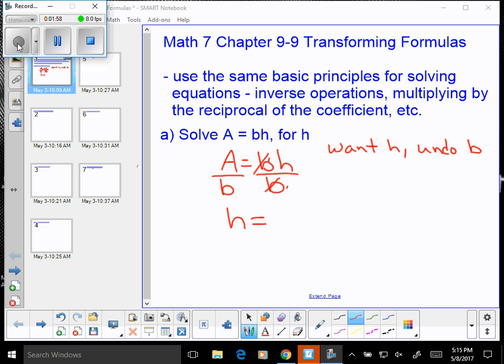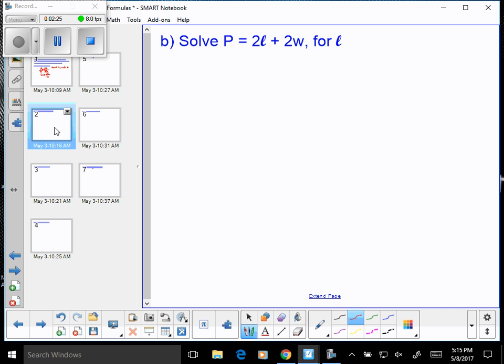If I look at what was left after dividing by b, it says area divided by the base. I really can't simplify that any farther than it already is. So to find the height, I'm going to take the area and divide by the base. And I have now solved my equation, or transformed my formula, to solve for h. Let's look at example B.